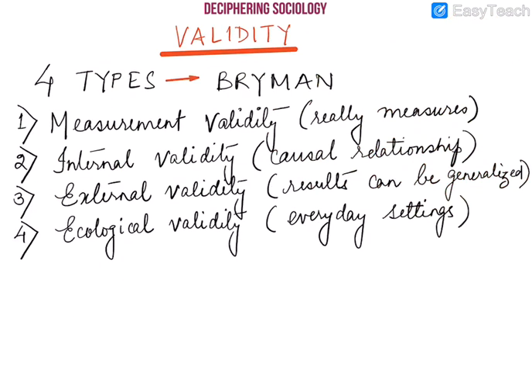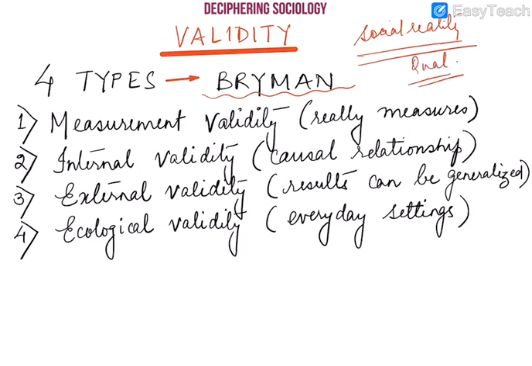Now, we will study the four types of validity. This was given by Bryman. The first one is measurement validity. You remember, validity means the method which is going to give a clear, very accurate picture of the social reality. Mostly used in qualitative methods.